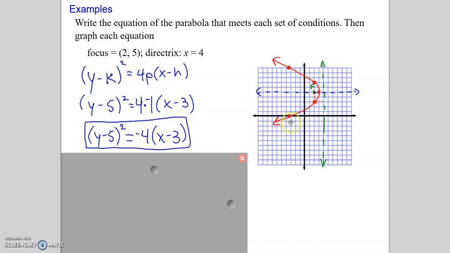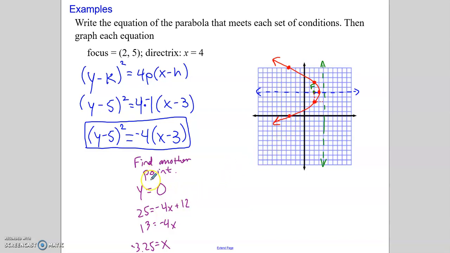Now, to graph this, I had to find some other points, because really at the beginning I only knew this point and I didn't know any other points. So one thing I can do to find another point is just plug in a number. I'm going to plug in y equals 0. So I want to find where this graph is at when y equals 0. So I just plug a number into this. I plug in a 0.